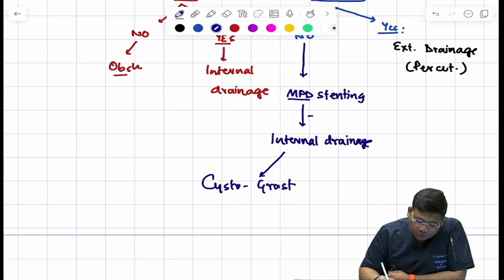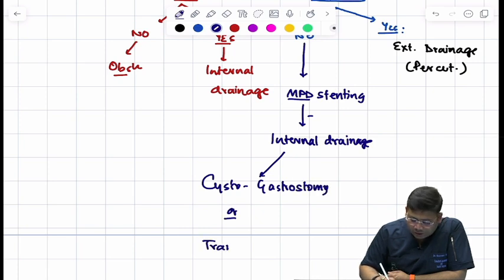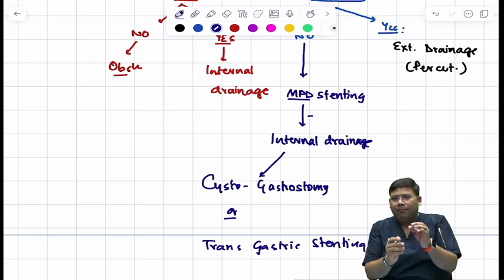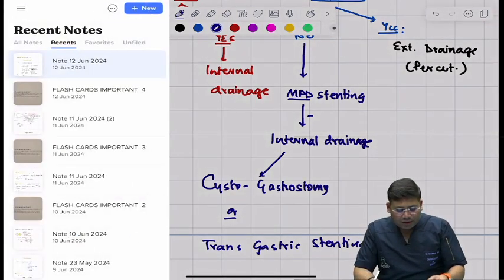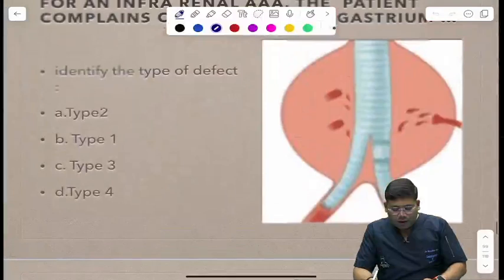Cystogastrostomy, which is also known as the Juras procedure. So cystogastrostomy, or we also go for transgastric stenting. So this is the complete management of pseudocyst. Let us quickly go to the next question.